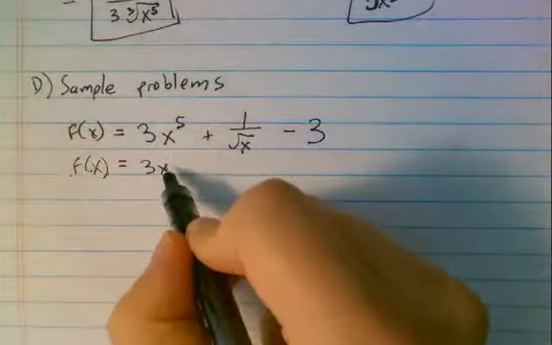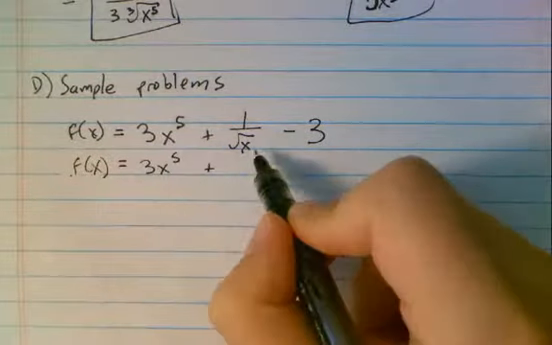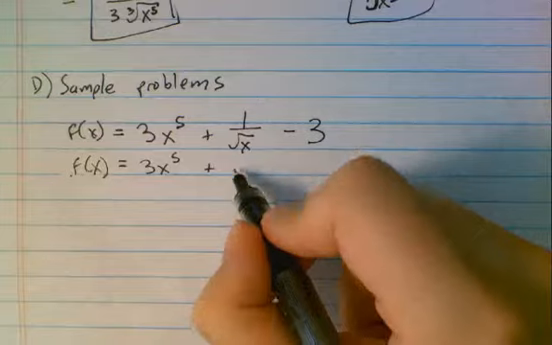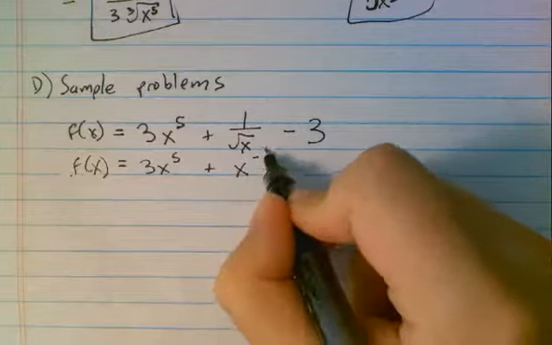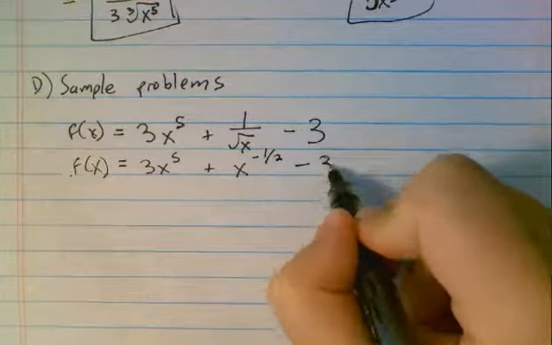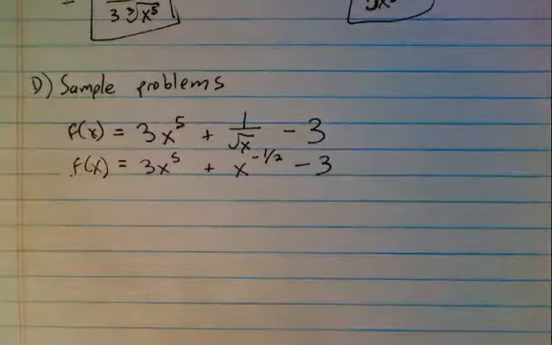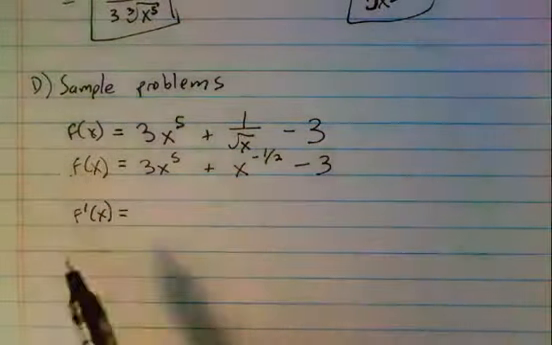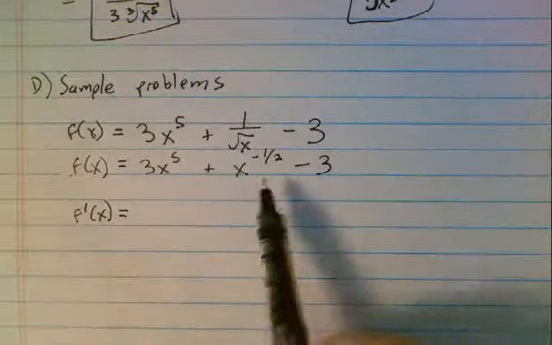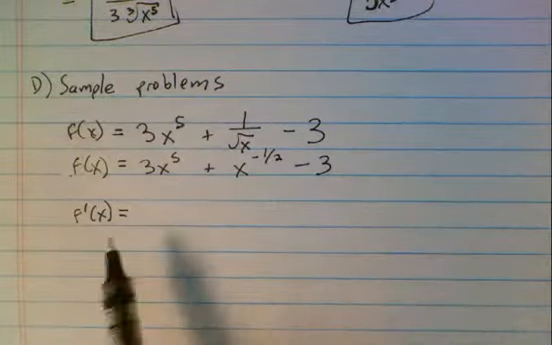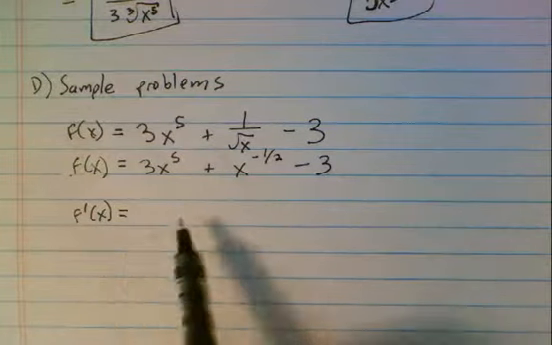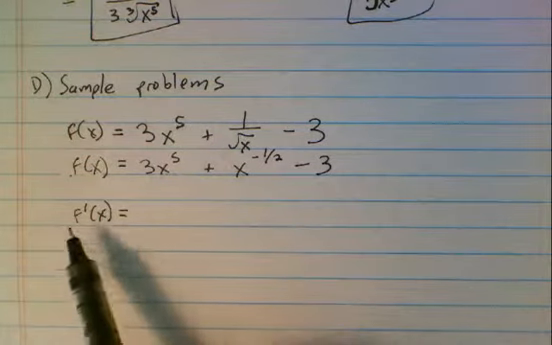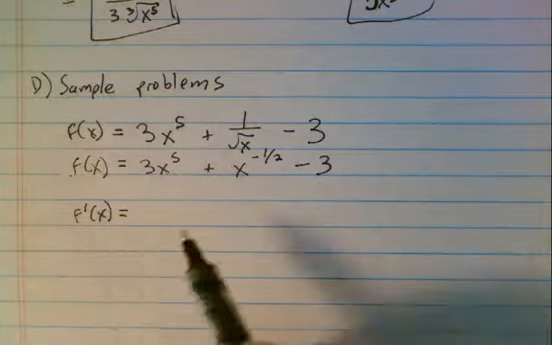So we're going to keep this 3x to the 5th. This is x to the 1/2. It's in the denominator, so it's x to the negative 1/2 minus 3. Now I'm at the stage where I'm ready to take the derivative. And once I have this, I'm going to take the derivative of every single term. I don't want to combine, like I said, rewrite and derivative taking in a single step.